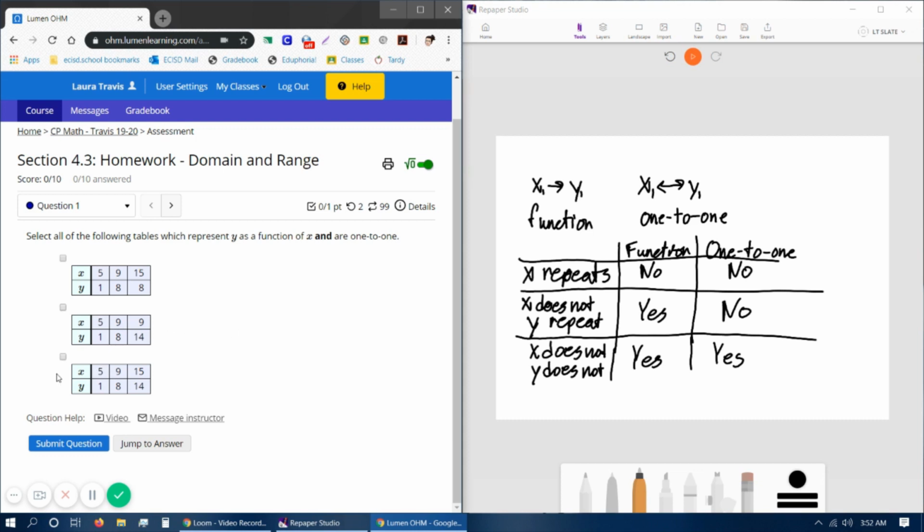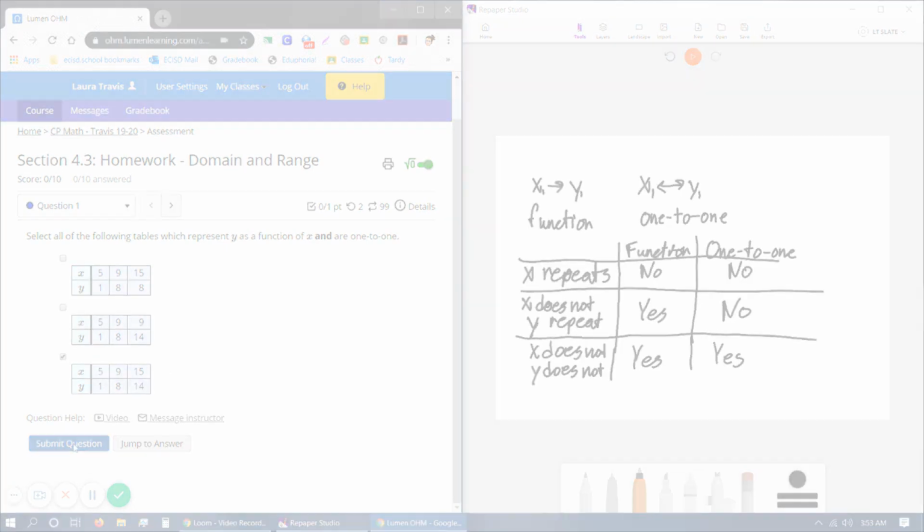The third table does not have any repeating x values, making it a function. It also does not have any repeating y values, meaning it is also one-to-one. So only the third table with no repeating x or y values is both a function and one-to-one.